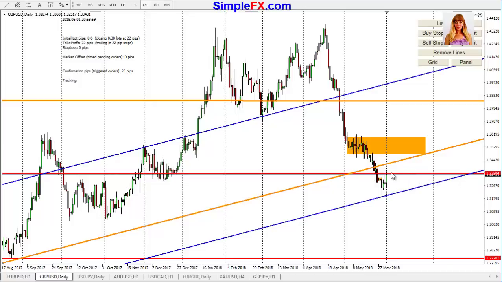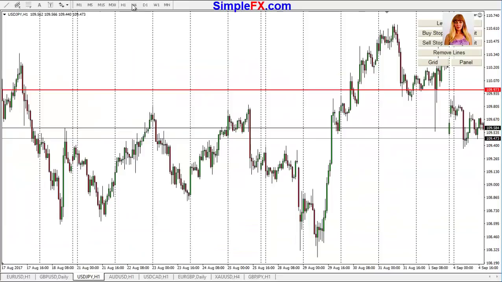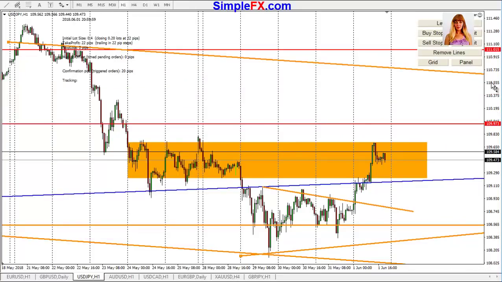Maybe it would be like a flag. Who knows? It might go something like this. Okay, so something like that, but starting from this little area. So this was quite easy with pound dollar. Now we're going to dollar yen, and going to the 1 hour chart again, the smaller one, and this is where I gave you already a pretty good entry point.